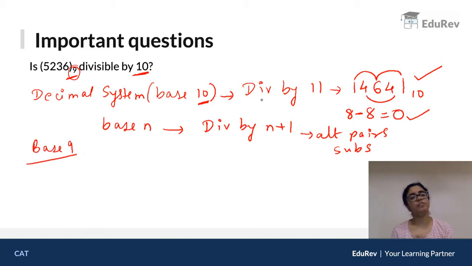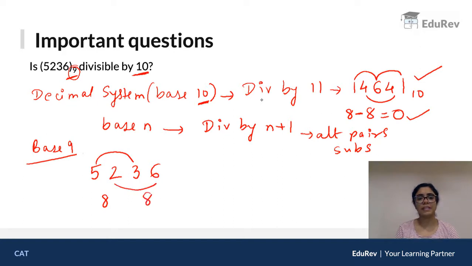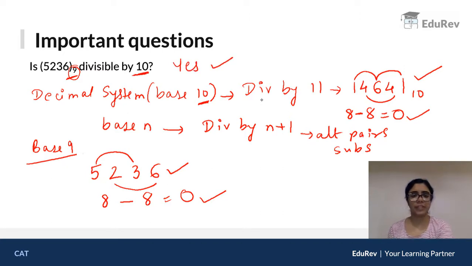Like I told you, we have to form alternate pairs. Let's form the alternate pairs. Our number is 5, 2, 3, 9. 5 plus 3 is 8. 2 plus 9 is 11. I will subtract this. Is the difference divisible by 10? Of course, 0 is divisible by 10. 10 zeros are 0. So this number is also divisible by 10. The question was, is it divisible by 10? My answer is yes, it is. Now let's move on to the next question.